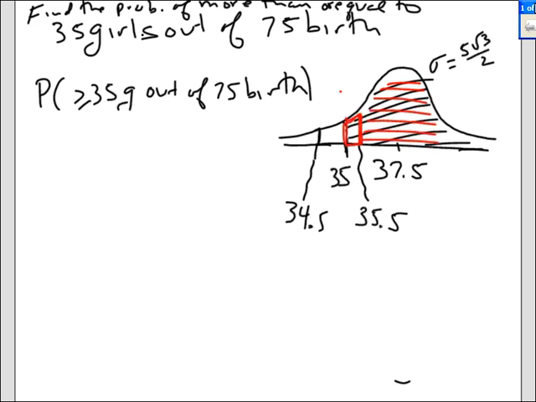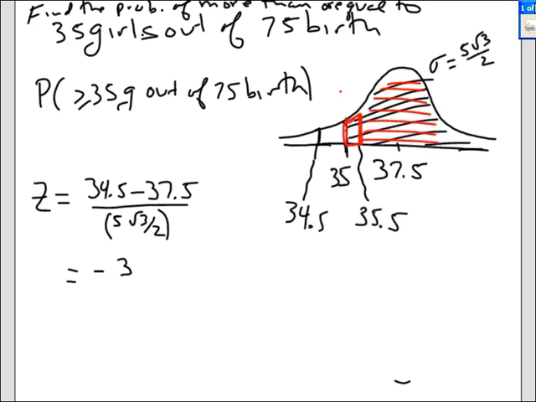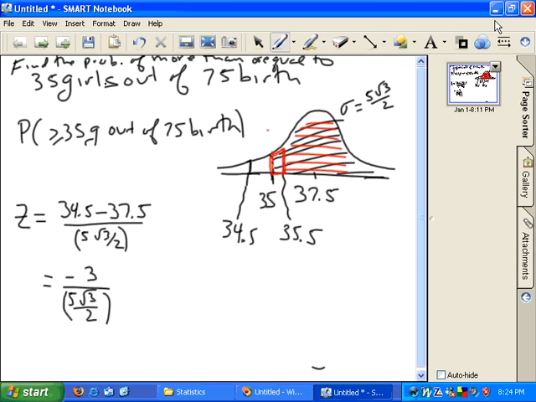So let us find the z-score. Z is equal to x, which is 34.5, minus mu, 37.5, divided by 5 square root of 3 over 2. The top is negative 3, divided by 5 square root of 3 over 2. And let's figure out what this is. Once we get this z-score, we'll look up to see how good it is.